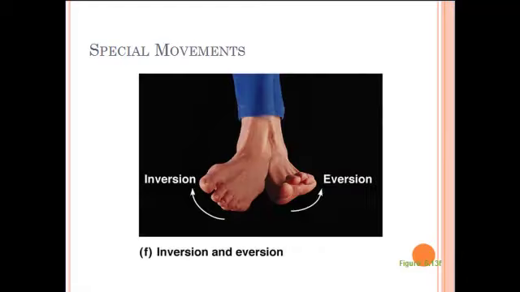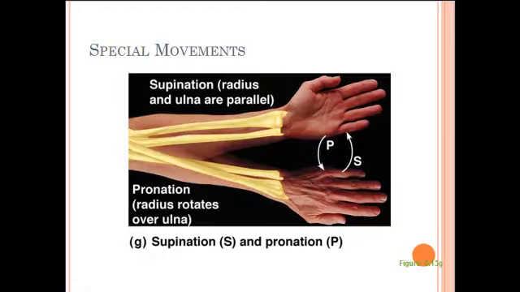Next we have what's called inversion and eversion. Inversion is when you take your foot and roll it towards the middle. That's an inversion. If you roll it the other way, that's an eversion. Some of these special movements have to do with the feet, but we also have some with the forearm as well.